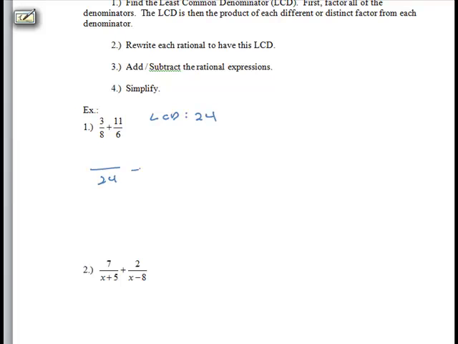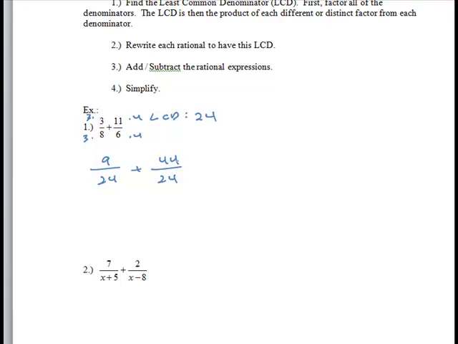So we want to rewrite each fraction so that it has a common denominator, 24. The first one, 3/8, the denominator was 8. In order to make it 24, we need to multiply it by 3, which means we have to multiply the numerator by 3, giving us 9 over 24. Now we did not change the value of this fraction, we just changed the appearance of it. 9 over 24 still reduces to 3/8. The next fraction, 11/6. In order to make that denominator 24, we multiply it by 4, which means we have to multiply the numerator by 4, giving us 44 over 24.